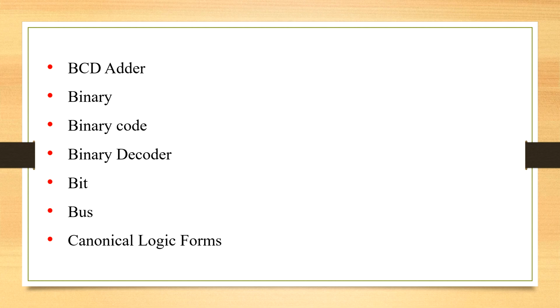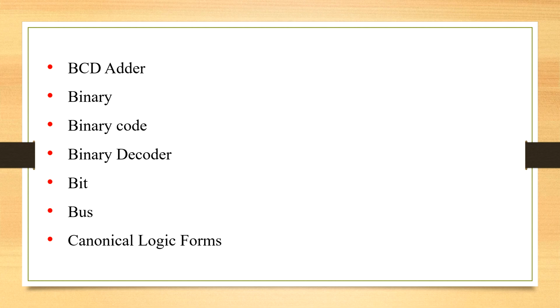Next one, binary decoder. A decoder which has an n-bit binary input code and one activated output out of 2 power n output code is called a binary decoder. Next one, bit. It is a single binary digit. Next one, bus. It is a group of wires that transmit a binary word.